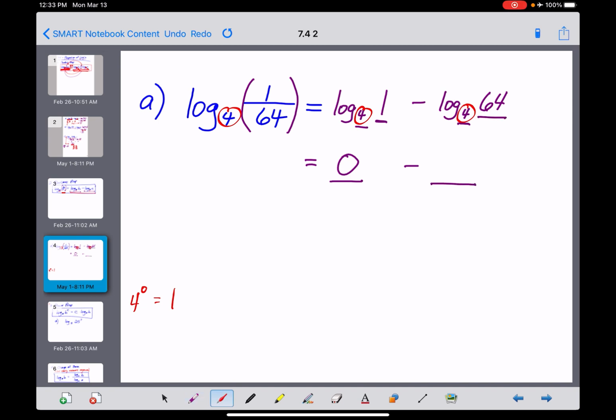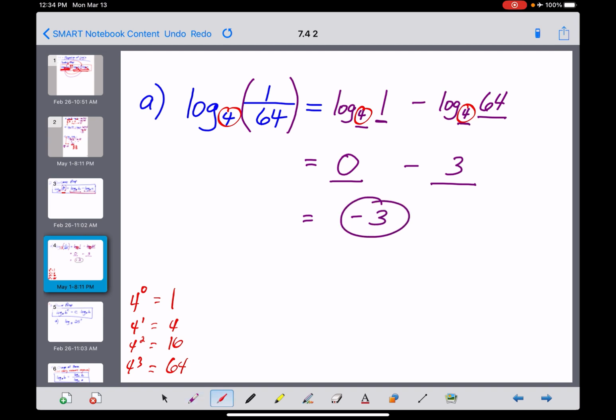Well, let's run through the list here. Obviously, 4 to the first is 4. 4 to the second is 16. 4 cubed, then, using your table if you needed to, 16 times 4 is 64. So we end up with 0 minus 3, and our answer becomes negative 3.